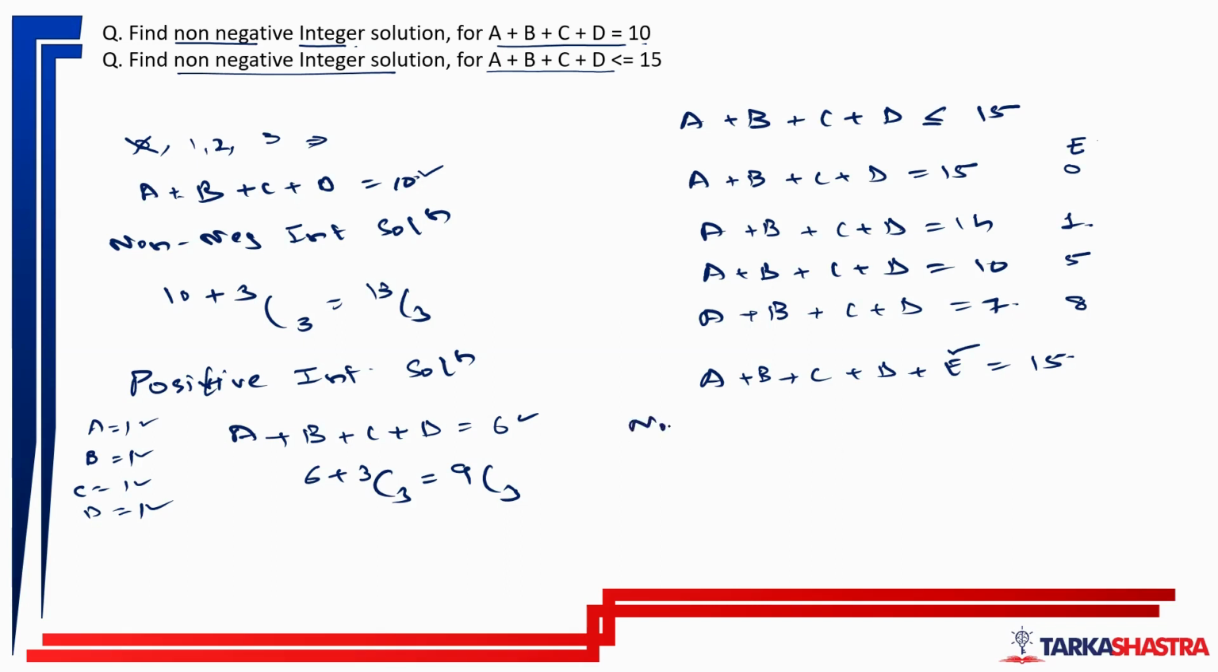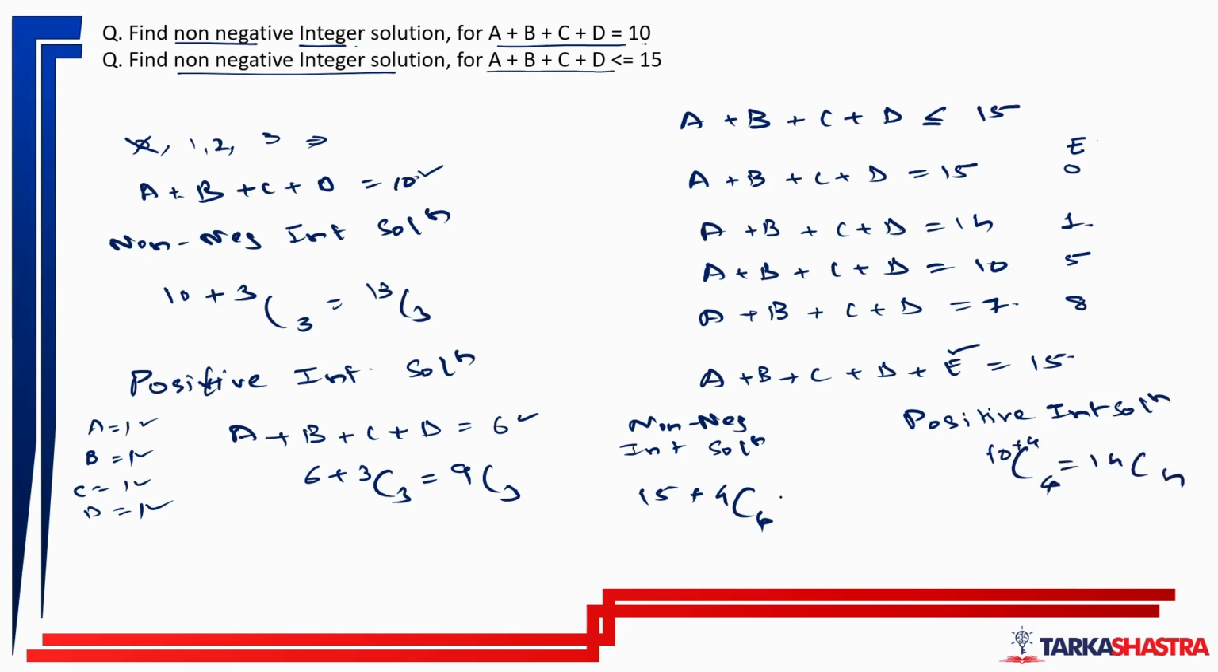If they ask us non-negative integer solutions, it will be 15 plus 4 C4. If they ask positive integer solutions, then each value will get one, so it will be 10 plus 4 C4. That is 14 C4. This is how you need to solve it.